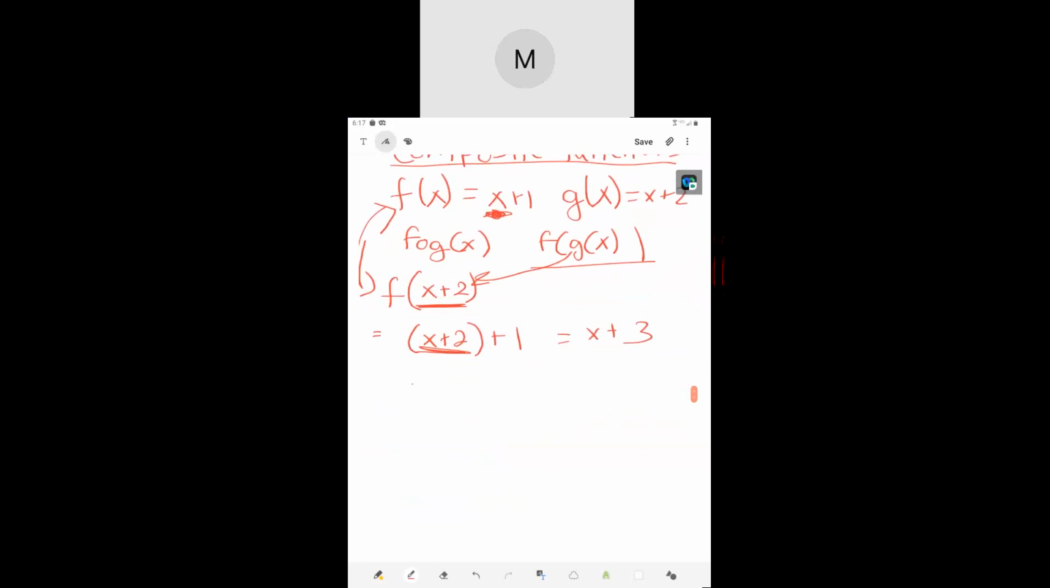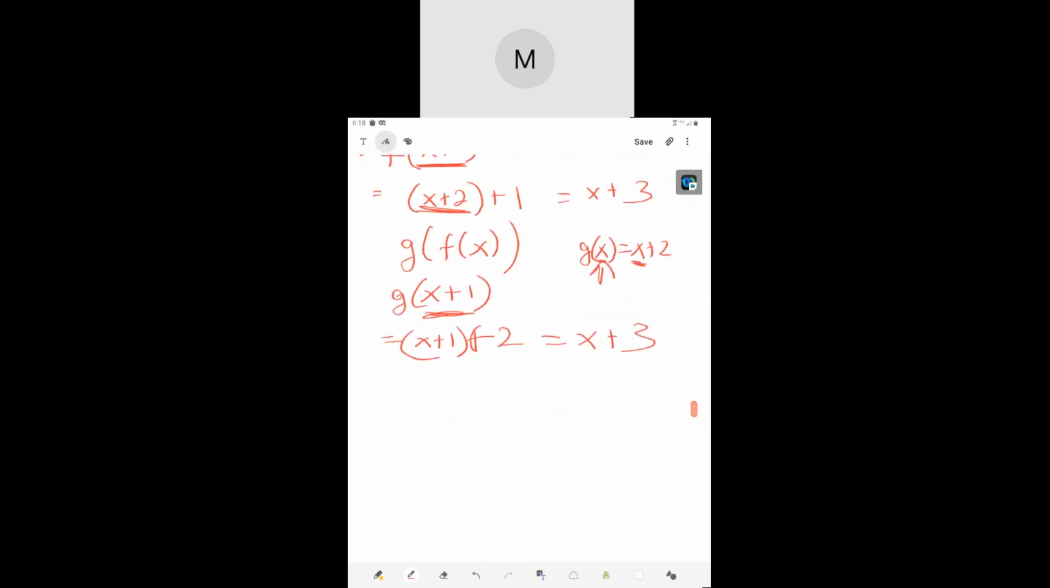If I do it the other way around, let's say I wanted to find g of f of x. Then in this case, I would say this is g of x plus 1. And then I'll look at the function, g of x was x plus 2. So now, since I'm finding g of x plus 1, I'll substitute all the x's in the equation with x plus 1. So it will become x plus 1 plus 2, which is x plus 3 again. Think of it this way. If I change the input to x plus 1, everywhere in the output that x has to change to x plus 1.